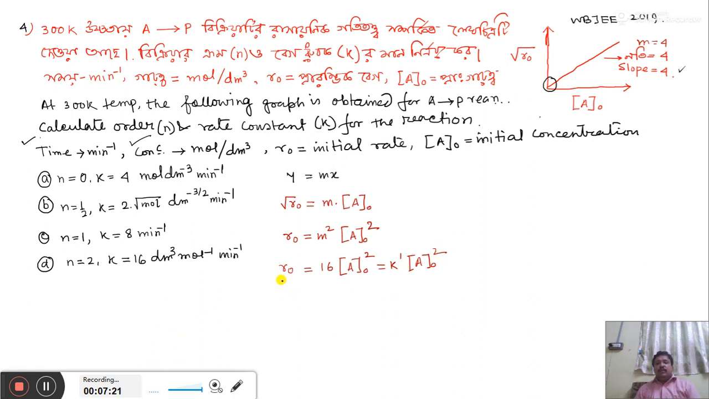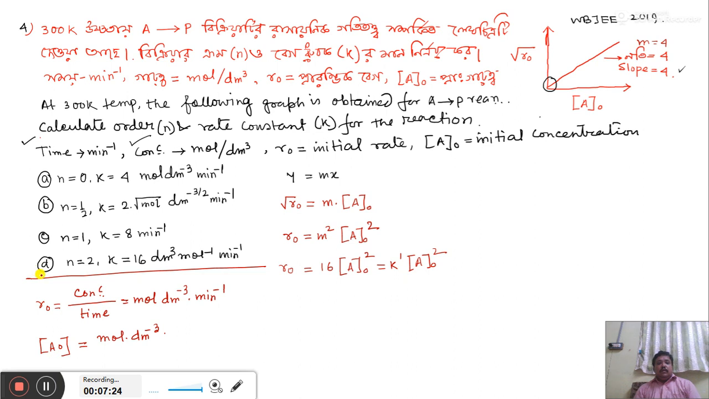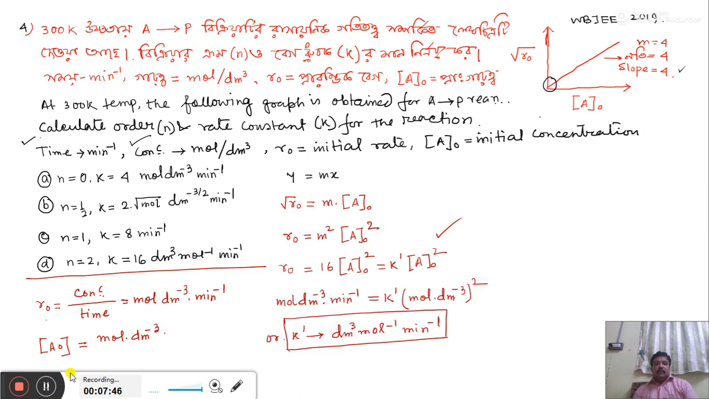Now we know unit of R0 is equal to concentration over time, concentration divided by time, that means mole decimeter to the power minus 3 minute inverse, and concentration unit of A0 is equal to mole decimeter to the minus 3. Putting all these units in this equation, we get mole decimeter to the power minus 3 minute inverse is equal to K dash into mole decimeter to the minus 3 whole square. So unit of K is decimeter cube mole inverse minute inverse.